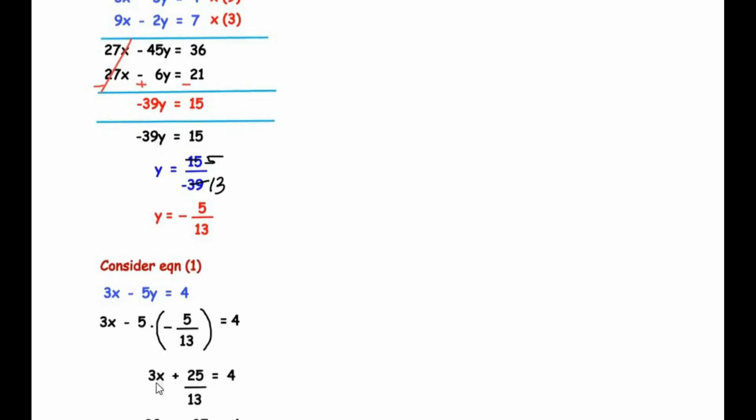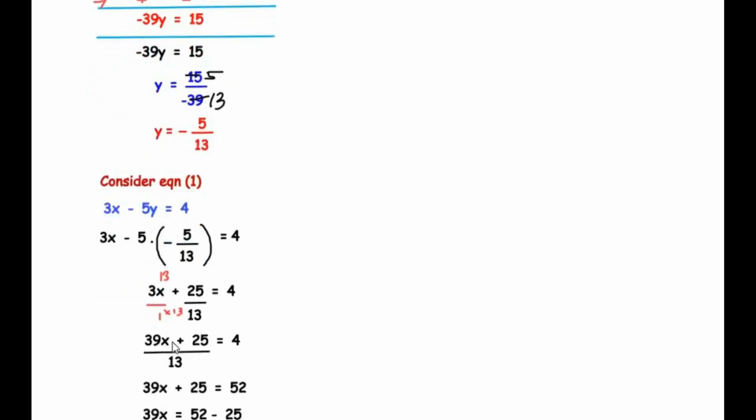Now here in the next step, we are going to take a common denominator, that is we are going to multiply 3x by 13 and 1 also by 13. So we get 3x times 13 as 39x plus 25 over a common denominator, that is 13 equal to 4.